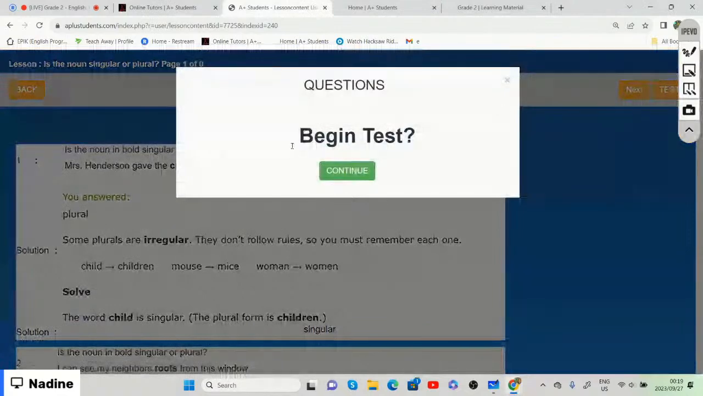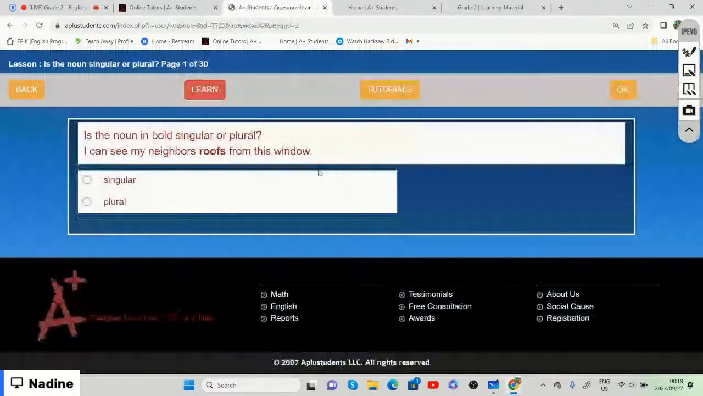All right, so now we're going to do our test where we're going to say: is the noun singular or is the noun plural? So we're specifically going to look at the word in bold, and then we're going to say if that word is singular or if the word is plural.